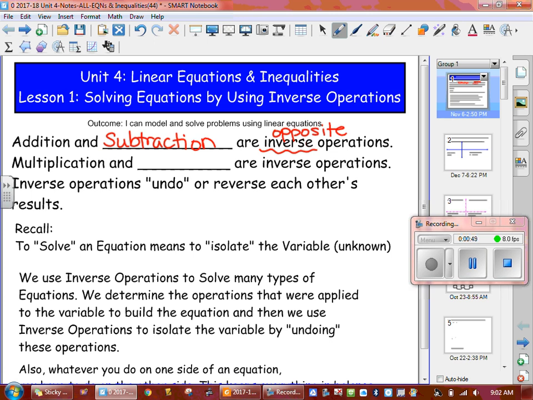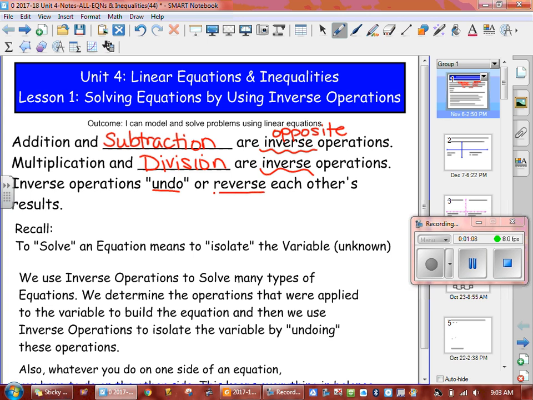So I want an opposite operation for multiplication. What would that be? Division. Perfect. Multiplication and division are inverse operations. So, inverse operations, they undo or reverse each other's results.